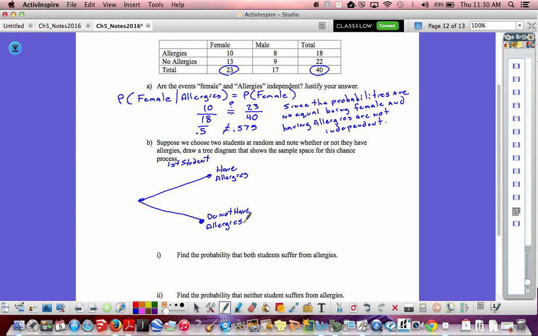So according to my table, what's the probability that a student actually has allergies? Again, now it's just a student. So how many students have allergies? 18 out of 40. So along here I can go 18 out of 40. Then what goes down here? All those that don't, so 22 out of 40. Again, those 2 probabilities should add up to 1. Now, that's just for one student, or the first student.